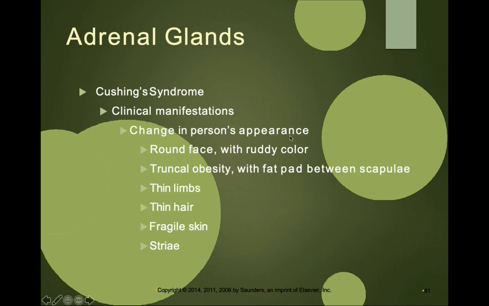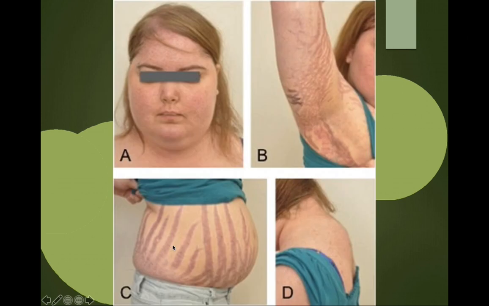This is going to create a change in the person's appearance where they have this moon-like face. It's called round face. They have truncal obesity with fat pads between the scapula, creating this Dowager's hump, or a hump right on the back of where C7 and T1 is. They call it a buffalo hump or Dowager's hump. Cortisol tends to create more fat accumulation around the belly, but cortisol breaks down proteins. So you get thin legs, thin hair, fragile skin, and you get purple striae on the skin, these stretch marks of the skin called purple striae.